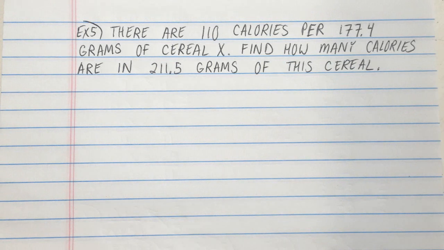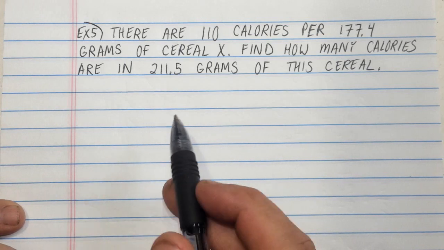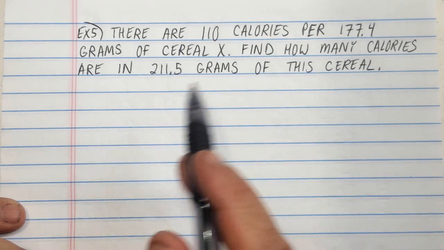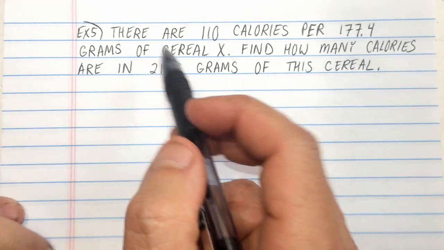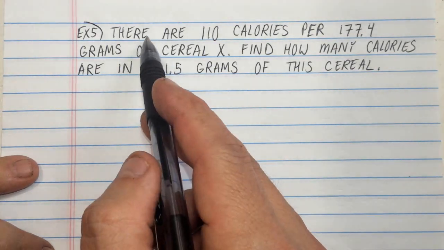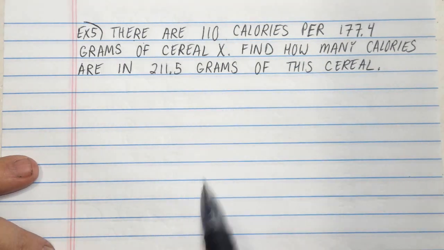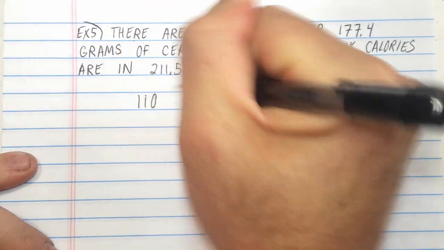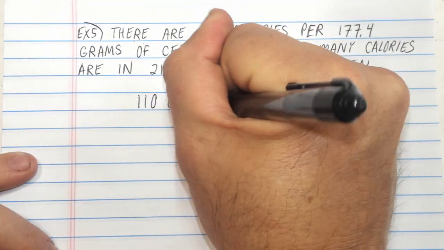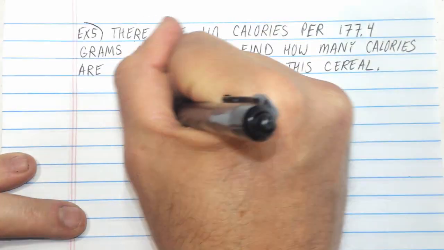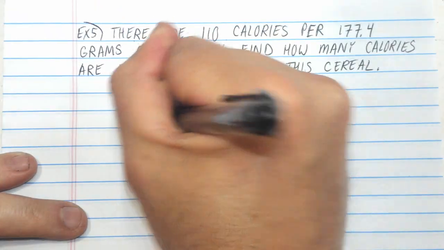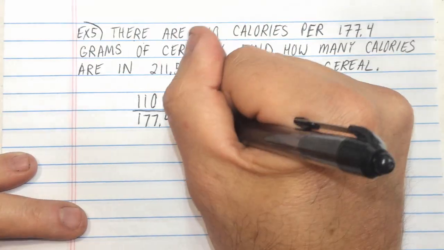So what you're going to do is set up a proportion. And there's one thing that's extremely important when you set these proportions up, that you have your numerators and denominators the same on both sides of your proportion. So in other words, let's start with the information we're given. They're telling us there's 110 calories per 174 grams. So when you set this up, you're going to put your 110 calories on top, and then 177.4 grams on the bottom.